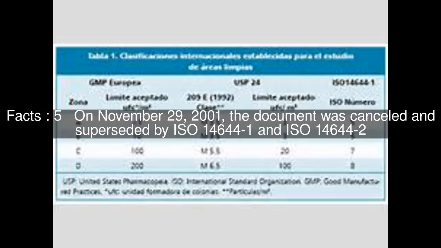ISO 14644-8, Classification of Airborne Molecular Contamination; ISO 14644-9, Classification of Surface Particle Cleanliness; ISO 14644-10, Classification of Surface Cleanliness by Chemical Concentration; ISO 14644-12, Classification of Air Cleanliness by Nanoscale Particle Concentration. ISO 14644 History.